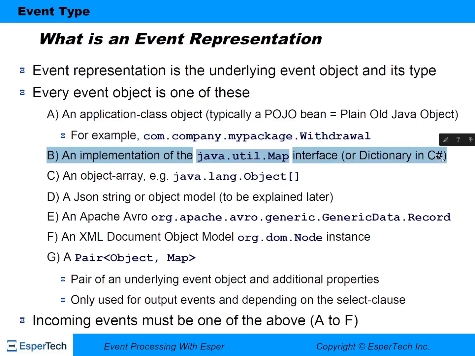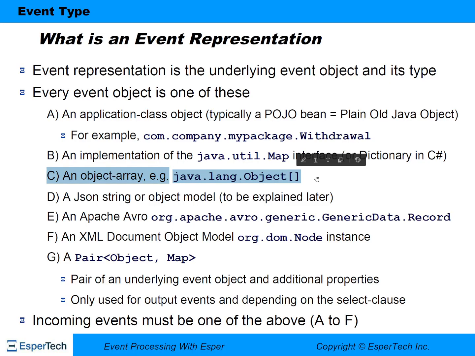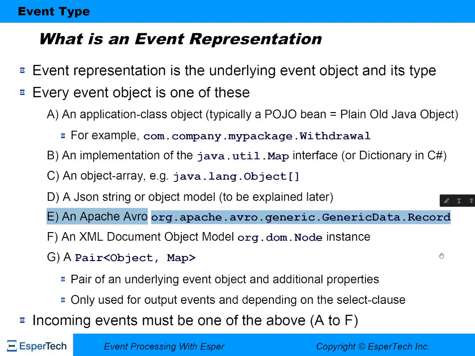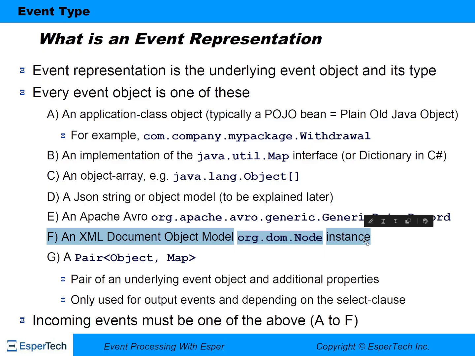B. An implementation of the java.util.Map interface, or dictionary in the C# programming language. C. An object array, that is an array of java.lang.Object. D. A JSON string or object model, to be explained later. E. An Apache Avro org.apache.avro.generic.GenericData.Record. F. An XML document object model org.w3c.dom.Node instance.